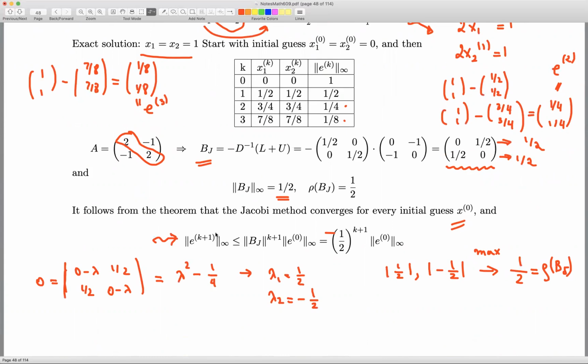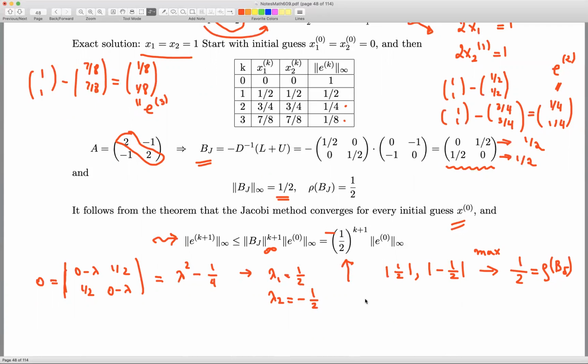But if we look at this error estimate, then we have that the infinity norm of the error of the iteration at step k plus 1 is less than or equal to the infinity norm of the matrix Bj to the power k plus 1 times the infinity norm of the error at the initial step. And the infinity norm of Bj is 1/2. So this is the inequality that we have for the error.